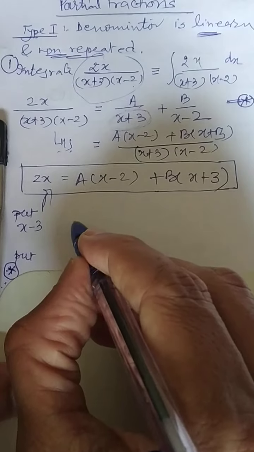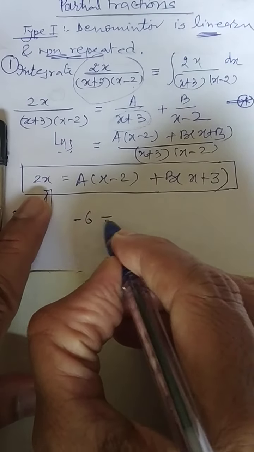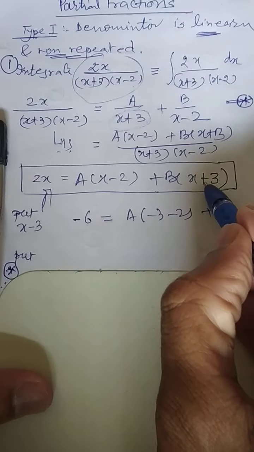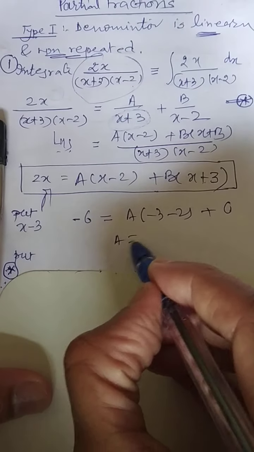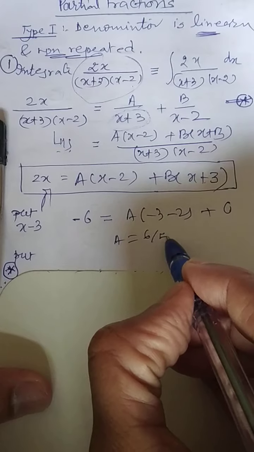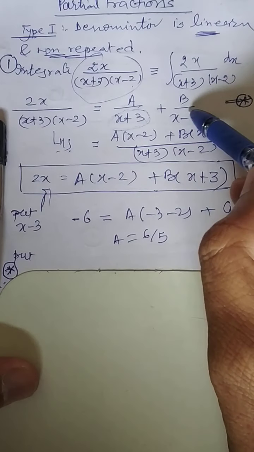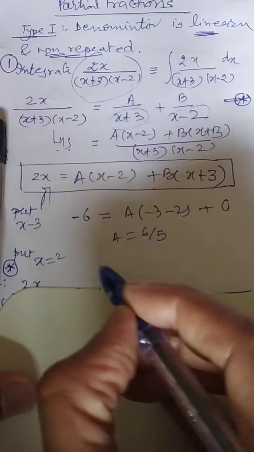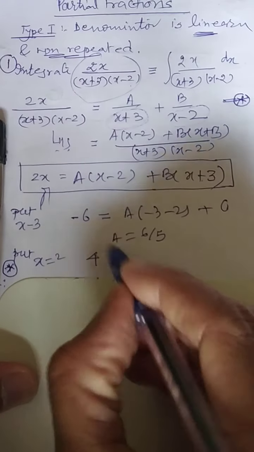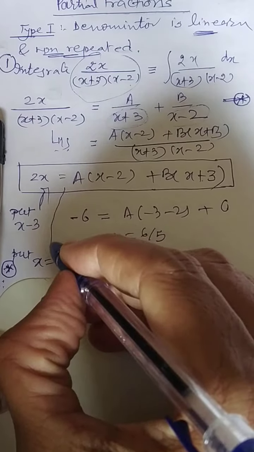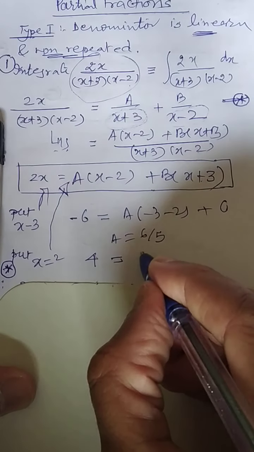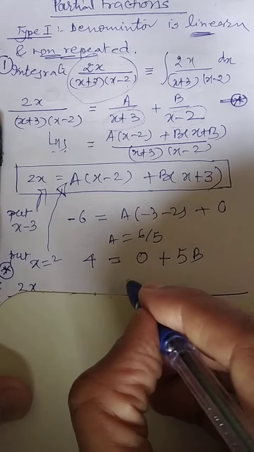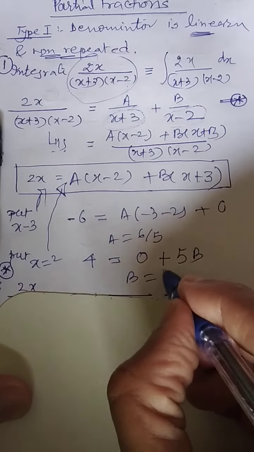Now if you put minus 3, it will be minus 6 equal to a into (minus 3 minus 2) plus, and this is 0 by this replacement. So the value of a is nothing but 6 by 5. Similarly, when this expression will be 0, that is at 2, put x equal to 2. The left hand side will be 4 in the box only. Now this part will be 0 plus it will be 5b. So the value of b here will be 4 by 5.